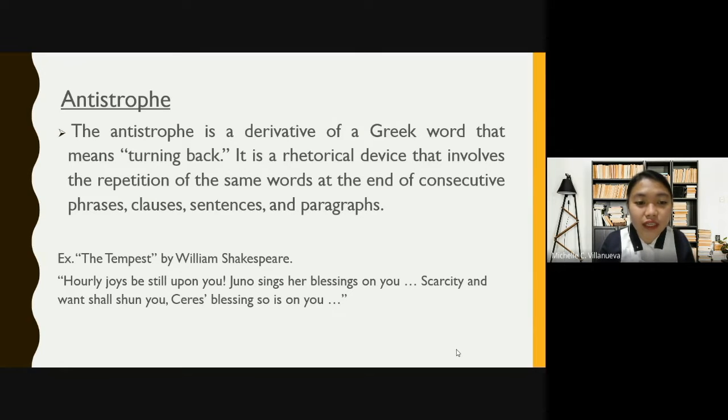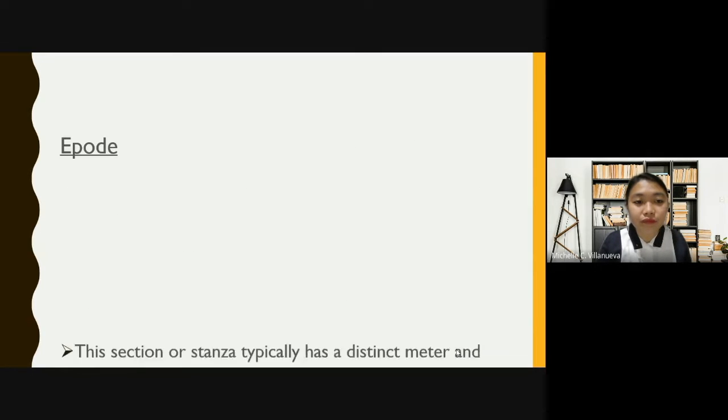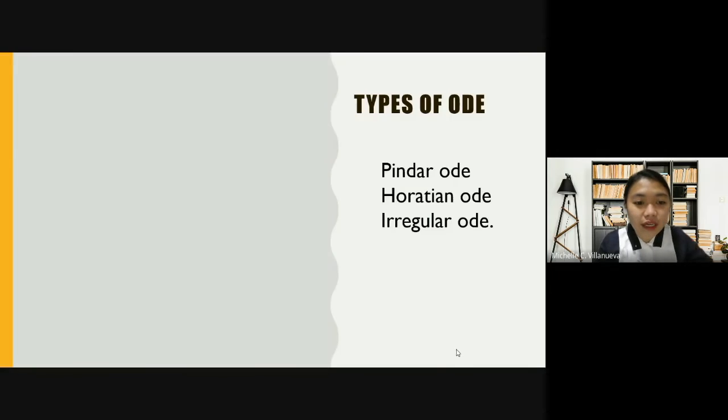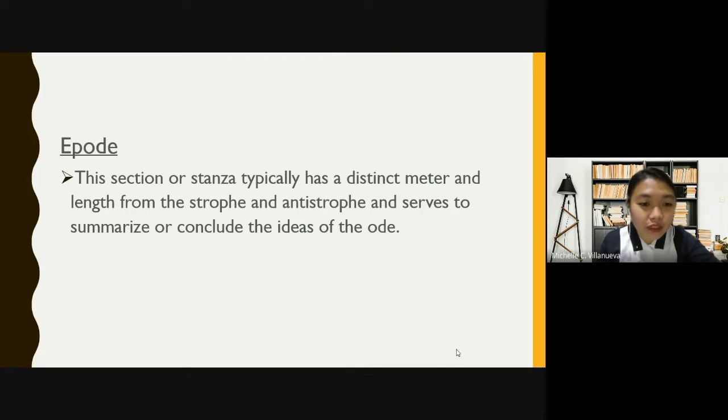Can you please read the slide, Riham? Thank you, Riham. The epode is the concluding lines in the ode poem, which summarizes the themes or ideas being discussed in the poem or the chant. These three sections are very important for the Pindaric ode because they enable choral poems to deliver a message to the listener in an artistic way.